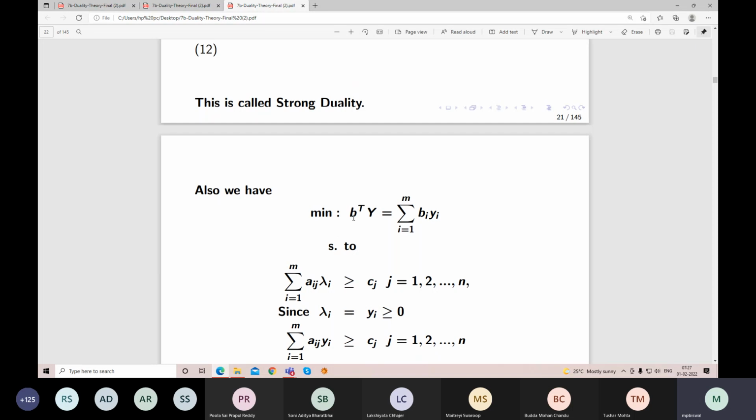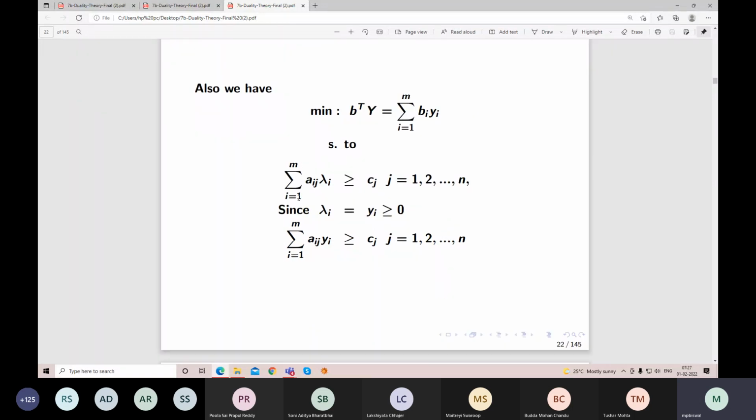We have the problem: minimization of b transpose y, the dual objective function. These are the constants we have established. Summation over i varies from 1 to m, aij into lambda i greater than or equal to cj. What about lambda i? Lambda i equals yi, that is non-negative. This is the dual program.